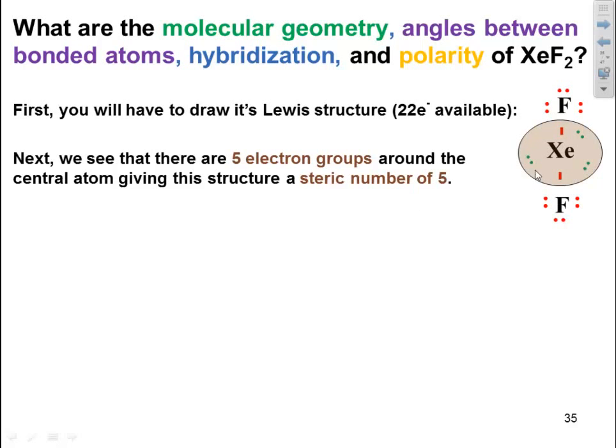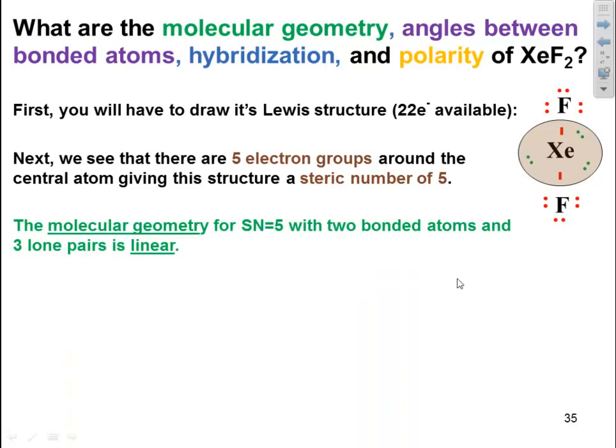Well, looking at the shape, you can easily see what's going to happen here. If these are my lone pairs and all I'm looking at is the bonding pairs for my geometry, what's that look like? Linear. So the molecular geometry for Sn equal 5 with 2 bonded pairs and 3 lone pairs is linear. The angle between the bonded pairs, well, since these are all lone pairs, they're repelling each other the same, so that's not going to affect the bond angle. So the only bond angle we have is 180 degrees. So the angle between the bonded pairs is 180 degrees.